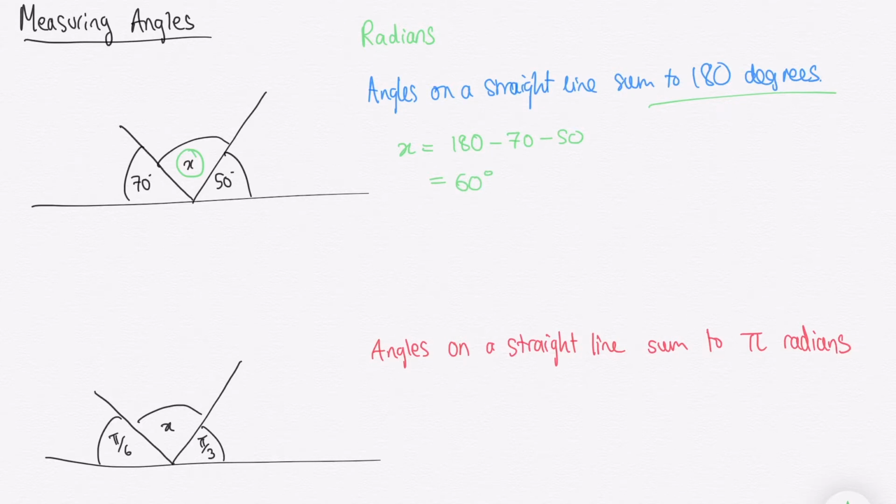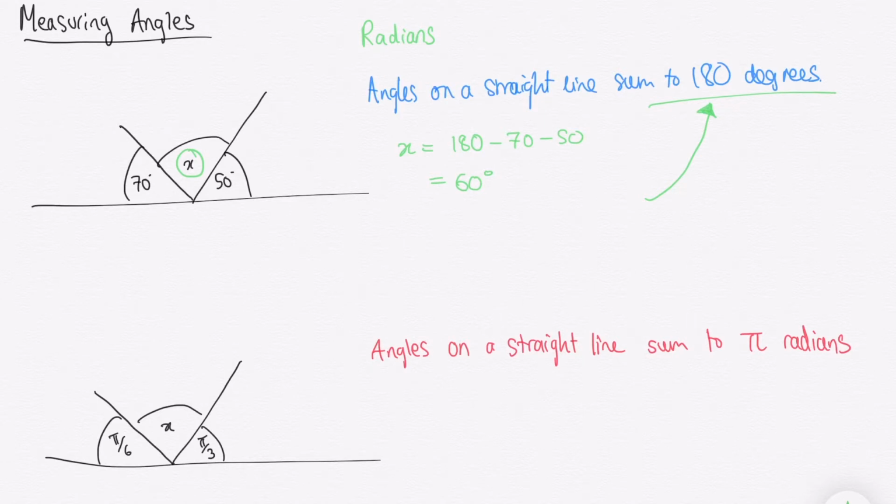But why was it that we know that the angles on a straight line sum to 180 degrees? Well, that's essentially just an arbitrary choice that we made. One of the reasons might be that 180 degrees is really easy to divide. It divides by 2, it divides by 3, it divides by 4, it divides by 5, it divides by 6, etc. So it's a nice number for doing division. But we could have made other choices.